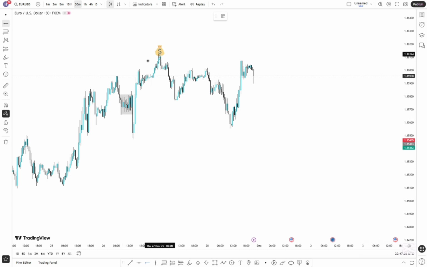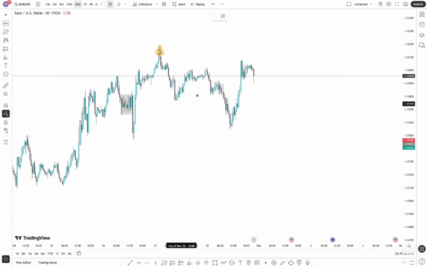So now, you see, this is where the market was. This was on Thursday, 27 November. You can see the date down here, 27 November 2025. Now, the market sells down to Friday, 28 November.